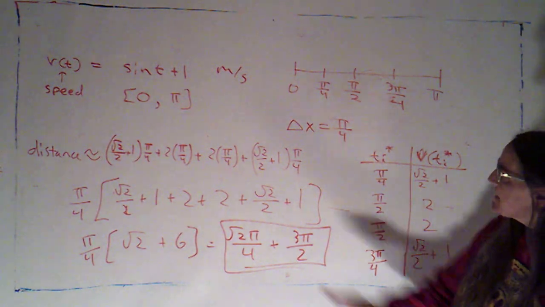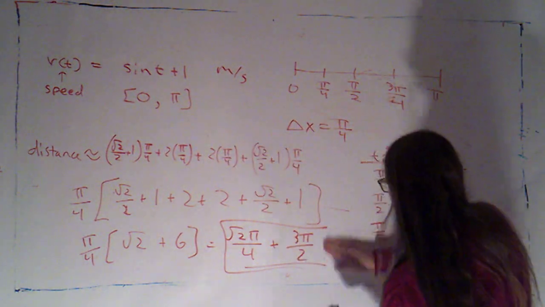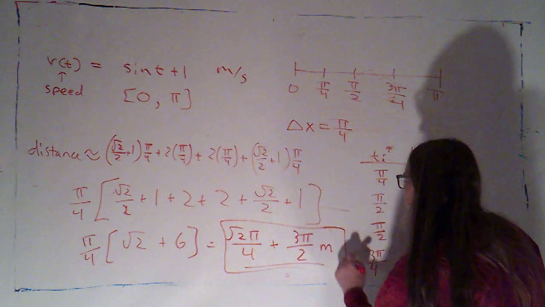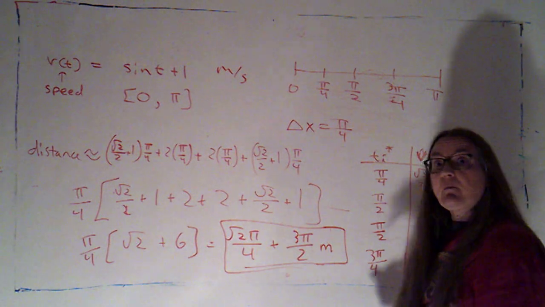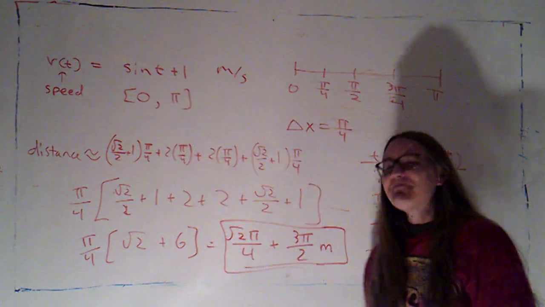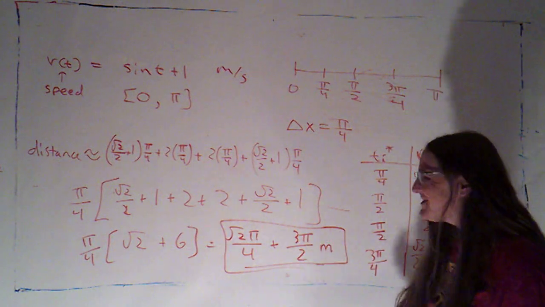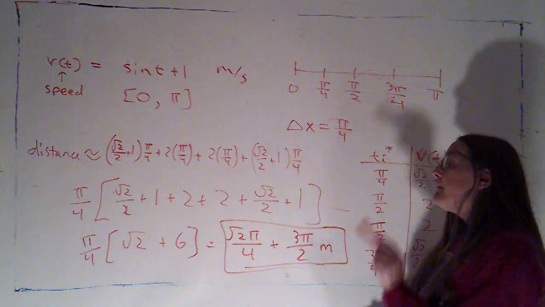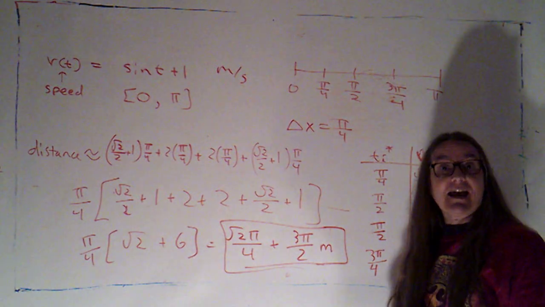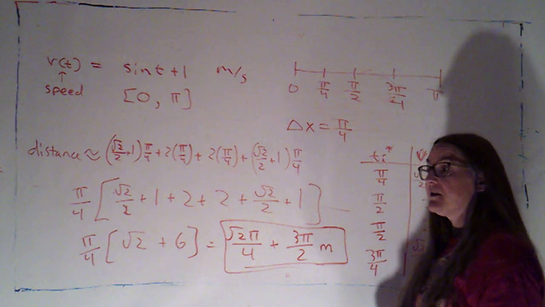And in this case, because speed was in meters per second and time was in seconds, I should make sure I include those units, that would be meters. So we would estimate that over these pi seconds, my particle traveled root 2 pi over 4 plus 3 pi over 2 meters. But I know it actually traveled a little bit less than that because I set it up so that this was an upper sum, so I knew it would be an overestimate.